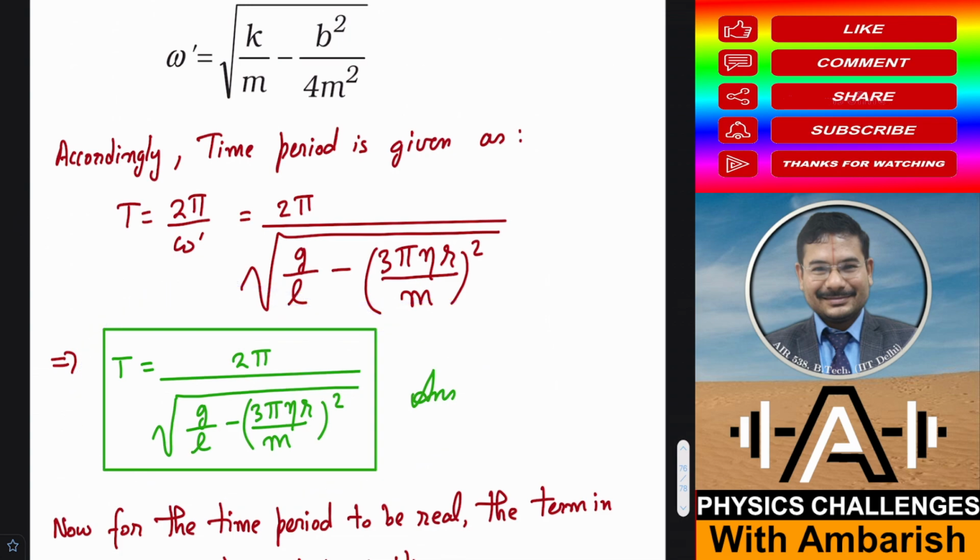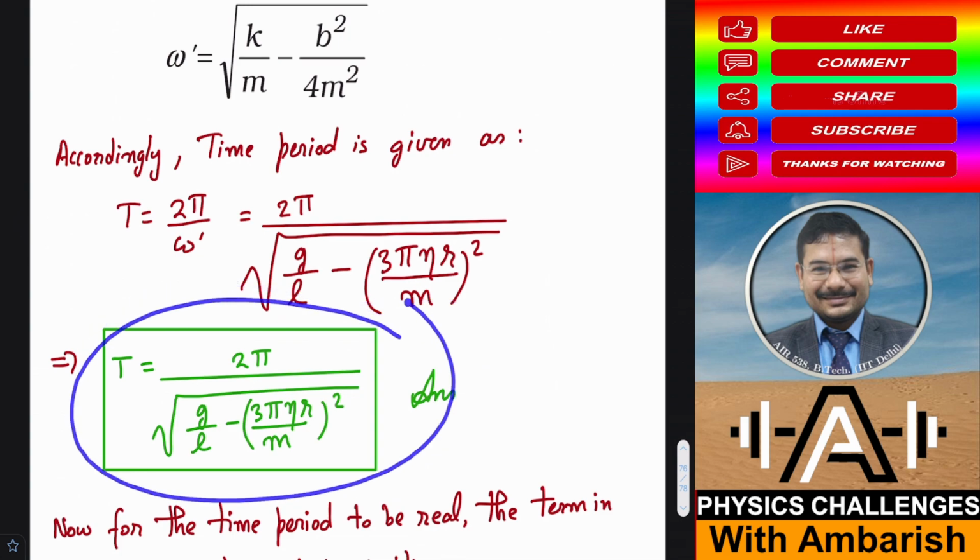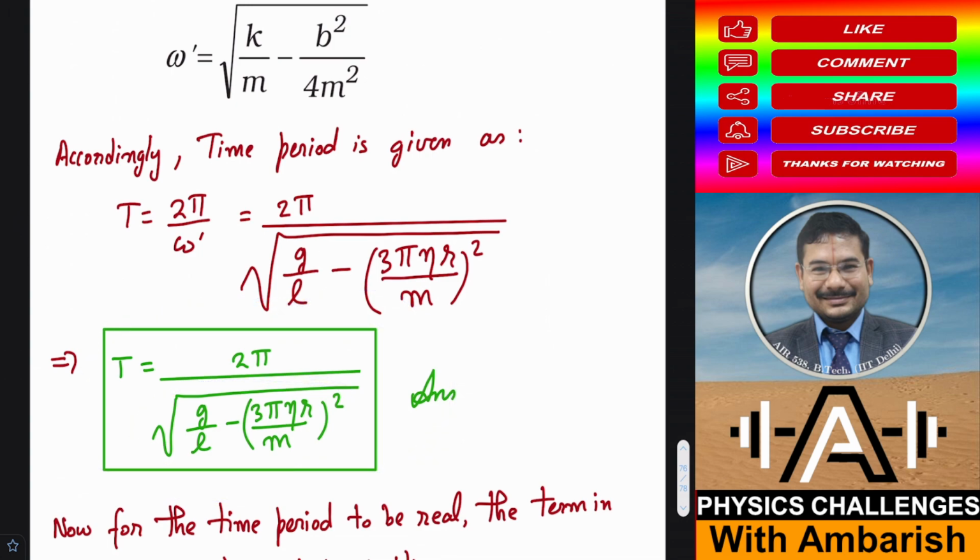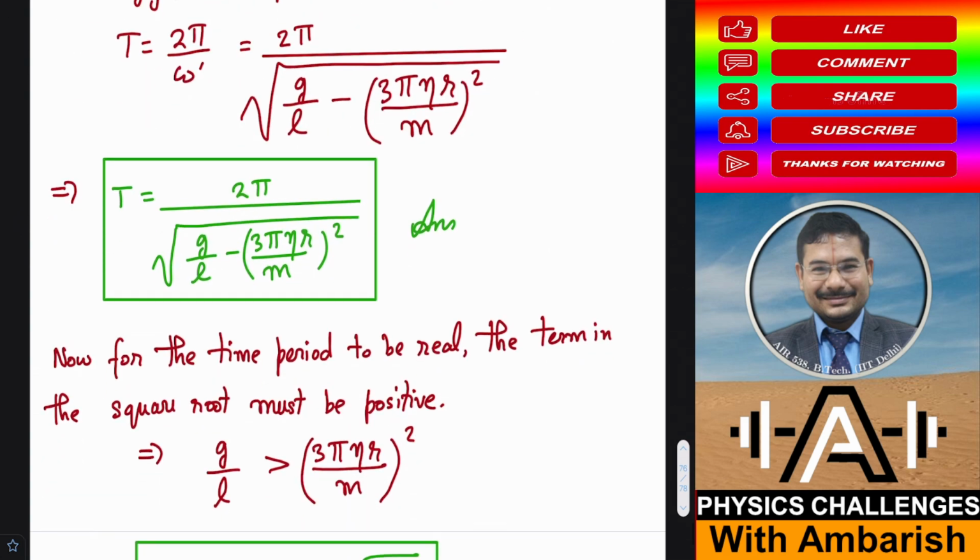Now for this time period to exist, of course, the term in the square root must be positive. Otherwise, the square root of a negative number is not a real number, and a real time period will not be defined. If you look into the theory of differential equations, when you get this as a negative value, instead of oscillatory motion, the bob just settles in the equilibrium position. It doesn't overshoot the equilibrium position, so there's no oscillatory motion. So I can just make this term greater than 0. So that's what I've written.